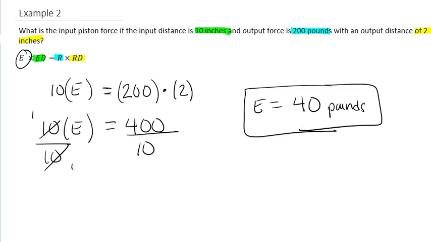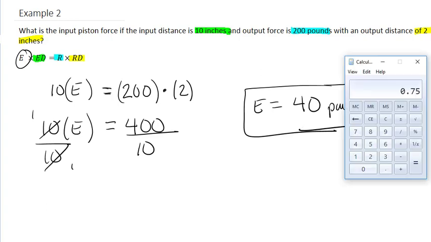Now, if you weren't sure, we can always get our calculators out. We could have done 200 times 2, which got us to 400, and then divide by 10, and we can confirm we got 40. So now let's look at another example.